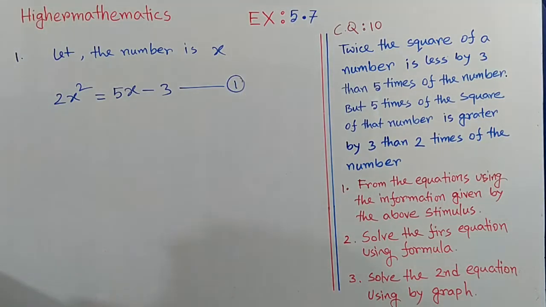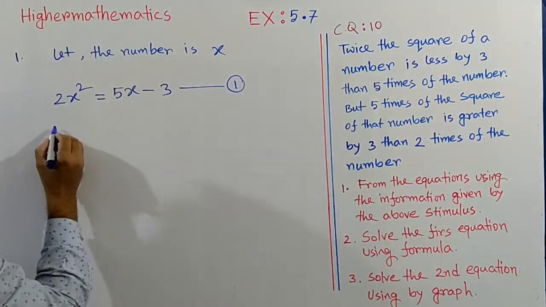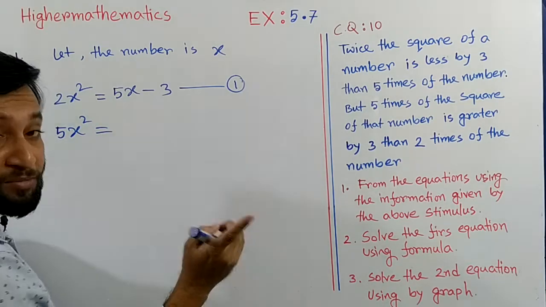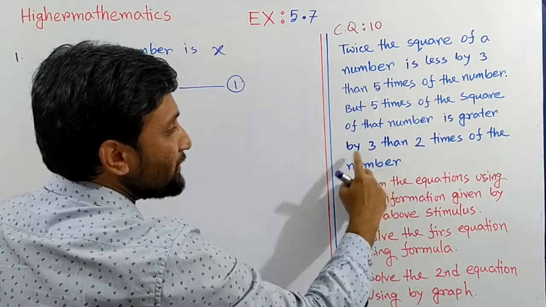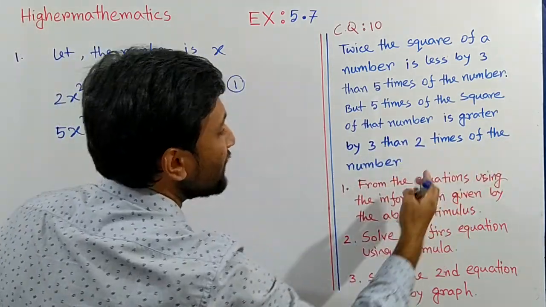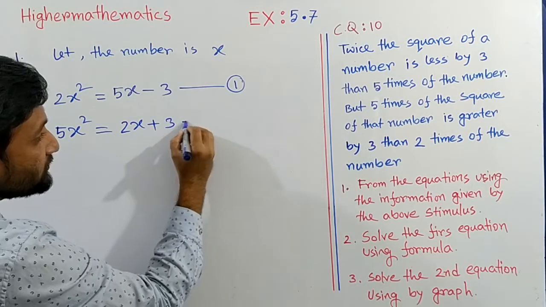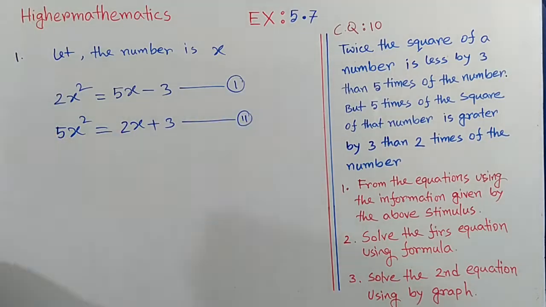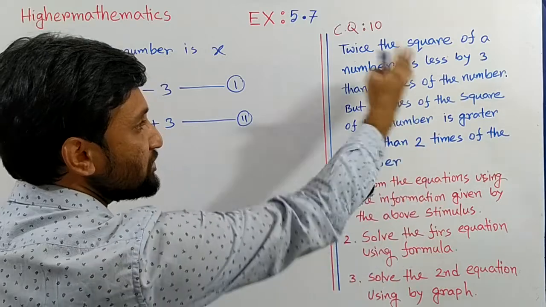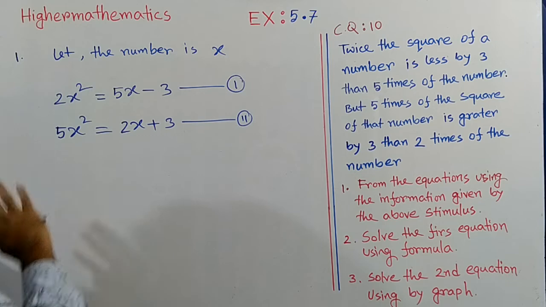And then the next part: 5 times the square of that number, so we can write 5x square equals to, greater by 3 than 2 times the number. Greater means plus, so 2 times the number, greater by 3. This is equation 2. So this is 2 equations from this system. So first one complete.